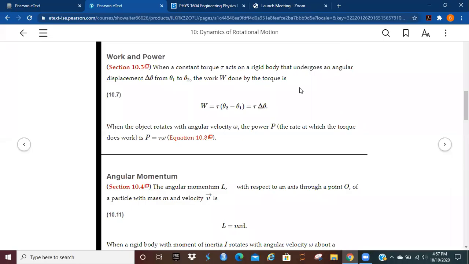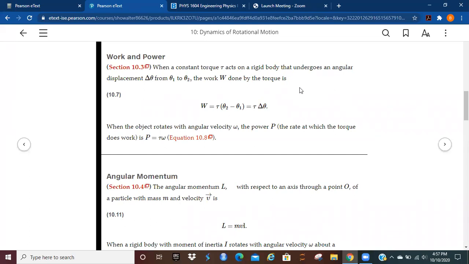Okay, in this lecture, we're going to discuss sections 10.3 and 10.4. The first section, 10.3, will discuss work and power. So when a constant torque acts on a rigid body, and that undergoes an angular displacement from theta 1 to theta 2, then the work done by the torque is going to be equal to the torque times the angular displacement.